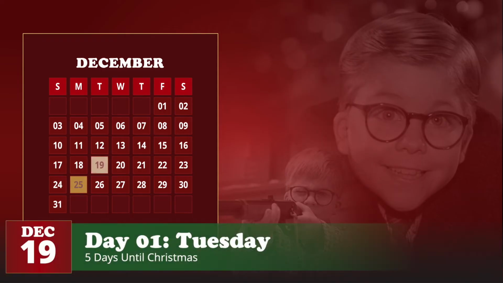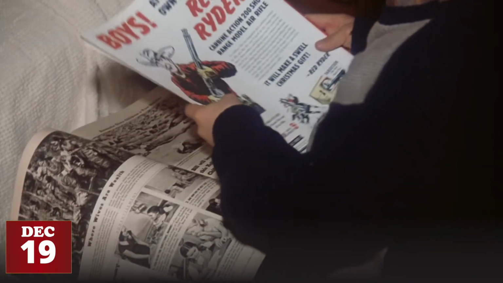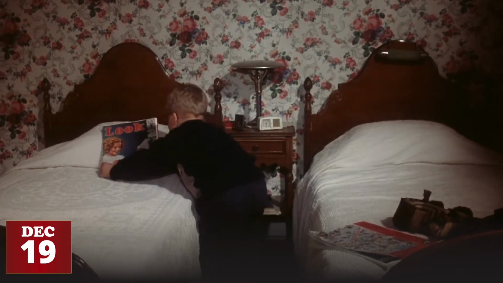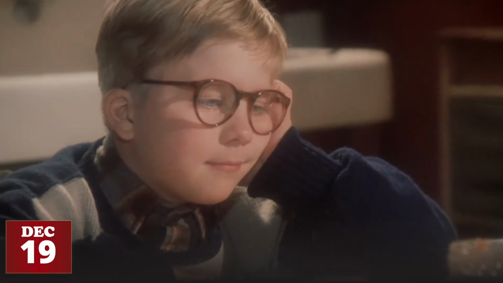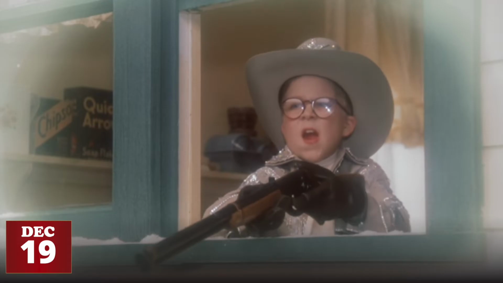Day 1, Tuesday, December 19th. The first day begins with Ralph tricking his mother into reading the Red Ryder sales pitch in her Look magazine. Ralph then tells his parents that Flick saw some grizzly bears near Pulaski's candy store and daydreams that his dead-eye shooting skills may be needed when Black Bart's gang invades the house. His mother says no, and he will shoot his eye out.